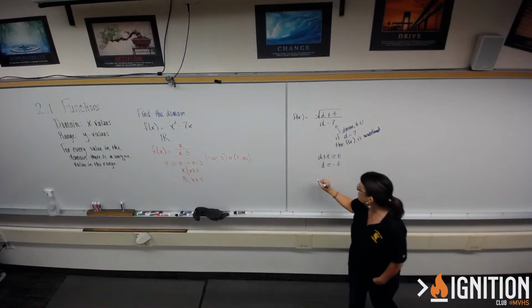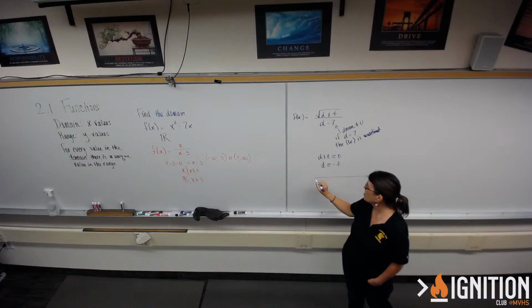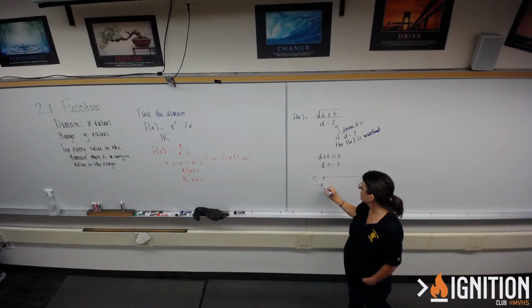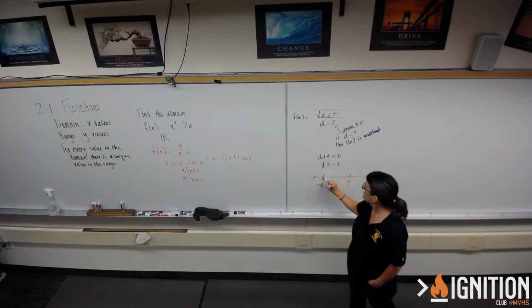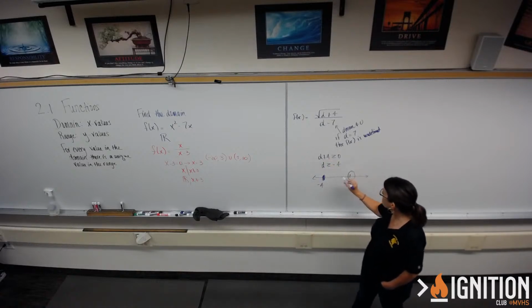Let's just take a quick look at the number line. You don't have to draw a number line. I'm just drawing it to help you see what's going on. Greater than or equal to, closed, but you can't be 7.